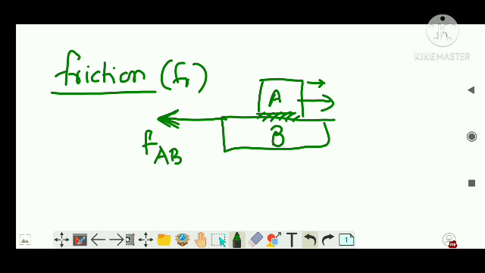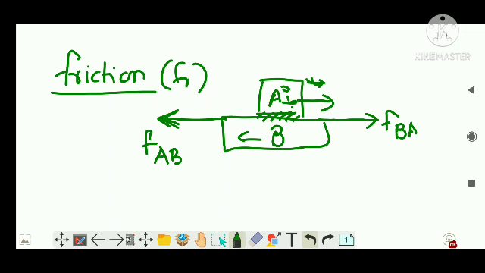Clear? Simple. Similarly, when A is moving in this direction, a person sitting in block A will feel that B is moving in the opposite direction, so a friction will be generated on B due to A, in this direction. This is the meaning. So friction is always opposing the motion. This is not the proper way, but I was just introducing friction.